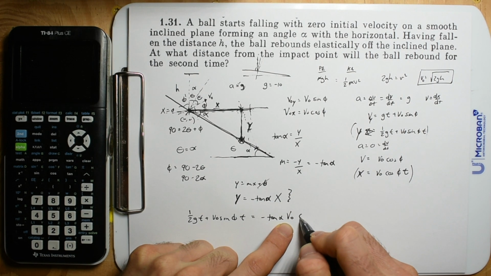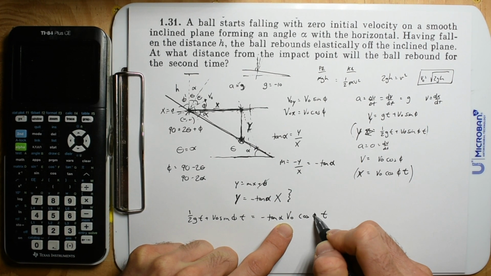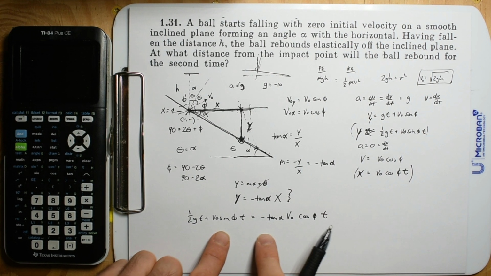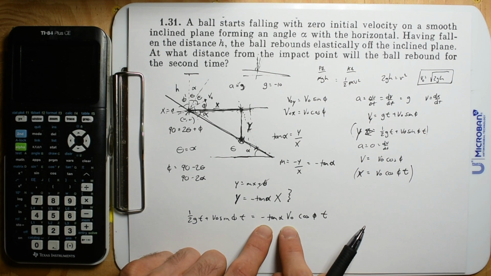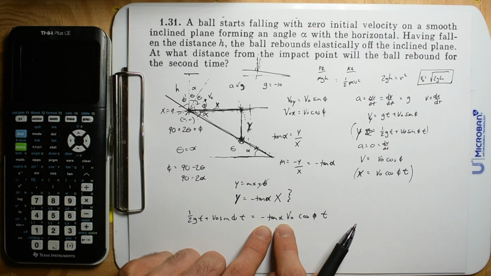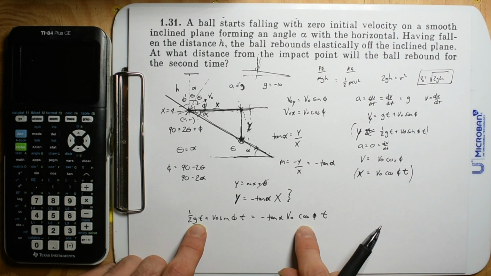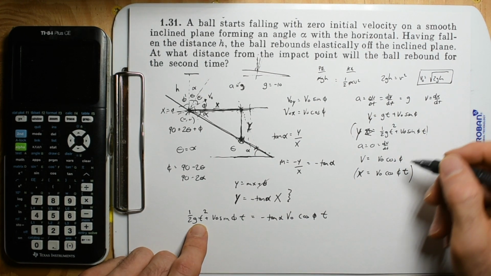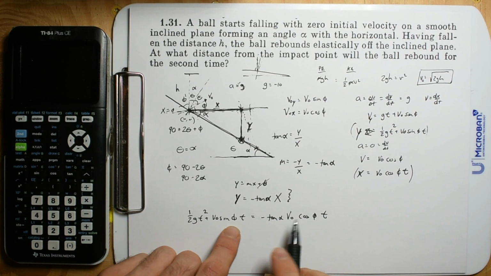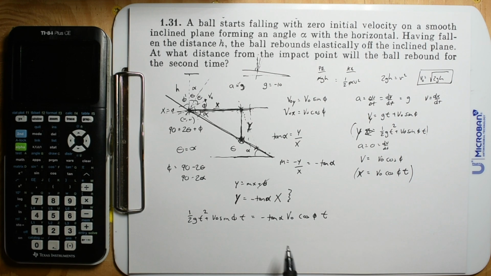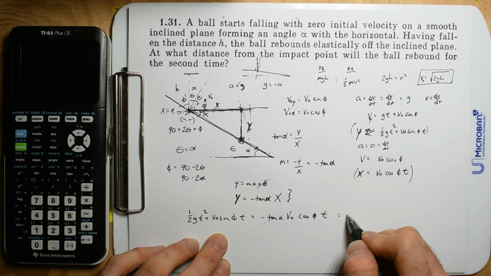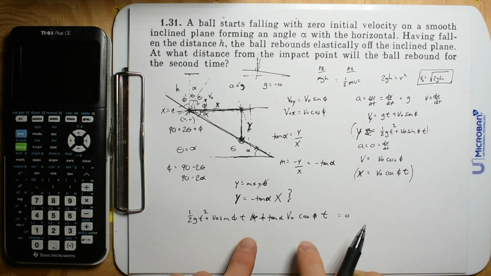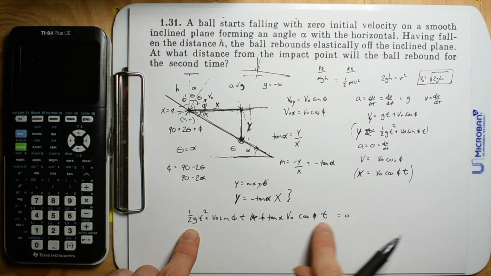So we got v naught cosine theta of t, and at least from this we can figure out when the t is going to happen. This is squared, I should have caught that. But it's actually going to be fairly simple, because we can get this to this side and set it equal to 0.